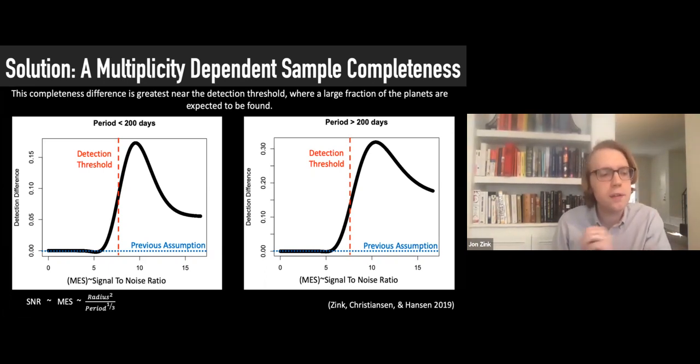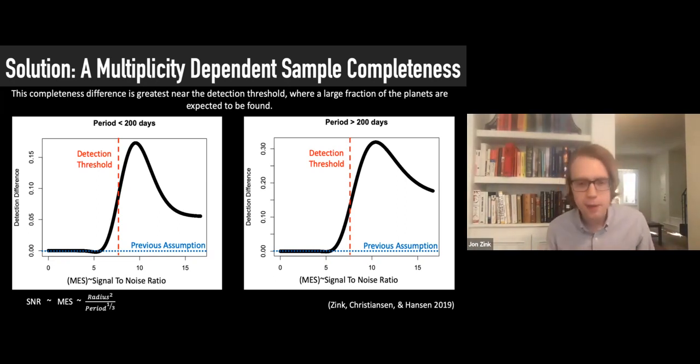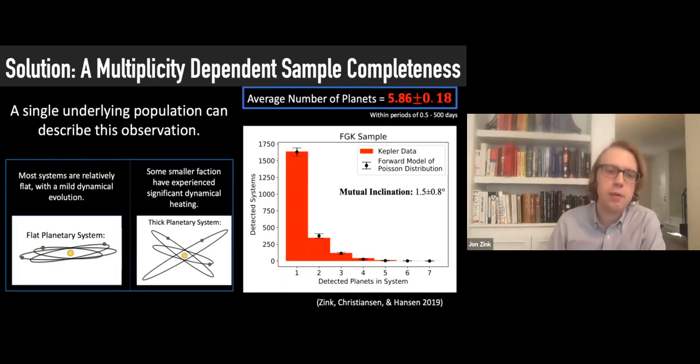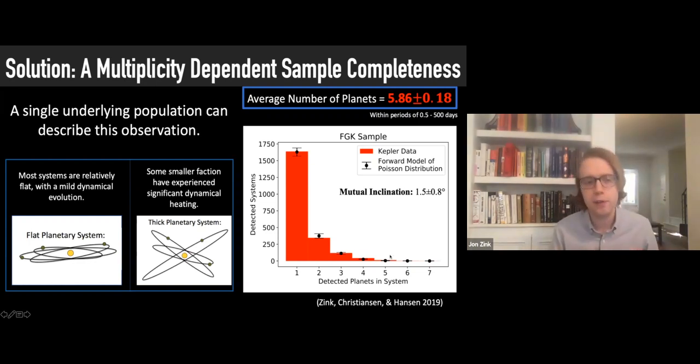So with this new completeness correction in hand, we can then go back to our Ford model, plug this in, and run some underlying population. And what do we find? Voila, we no longer need two Poisson distributions to describe this strange dichotomy. This was done with a single Poisson distribution, with an average number of planets of about 5.86 and a mutual inclination relatively low, about 1.5 degrees. And you can see that our model is now fitting the observed data really well. We don't need this second population.